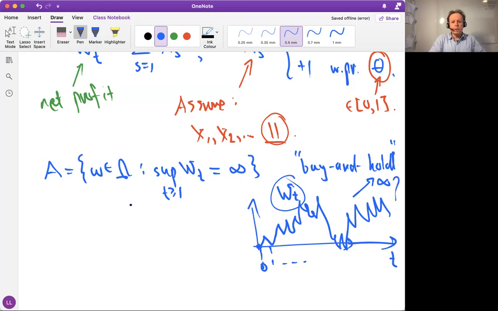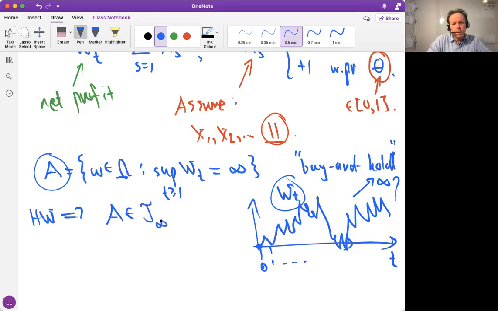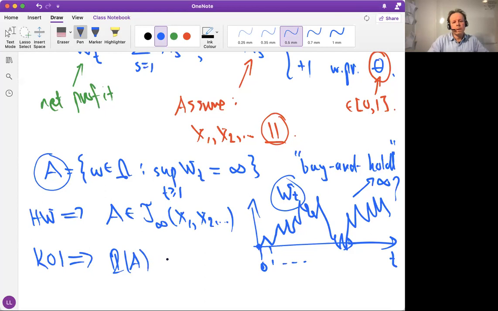So for this random walk, does it approach infinity? That's the question, and this event A is there to model this question. If you omit some initial part of this sequence, it doesn't affect the supremum. That's why your homework here might be to check that A belongs to the tail sigma algebra. This is a tail event with respect to these random variables X1 up to infinity. Now Kolmogorov's 0-1 theorem tells us that the probability of A is 0 or the probability of A is 1. That's what Kolmogorov tells us for the random walk.